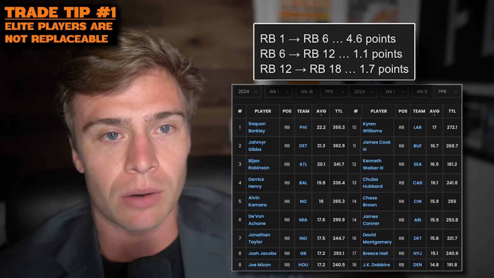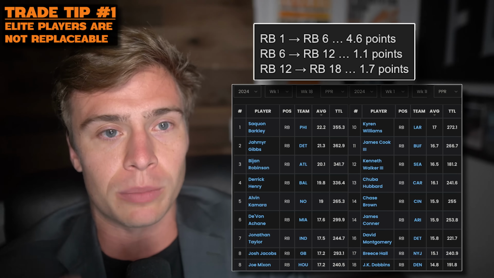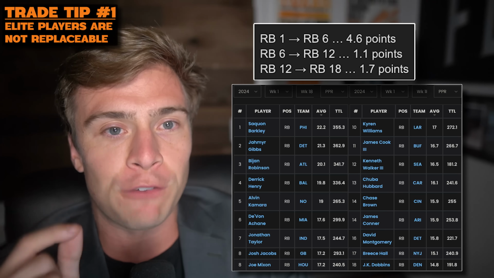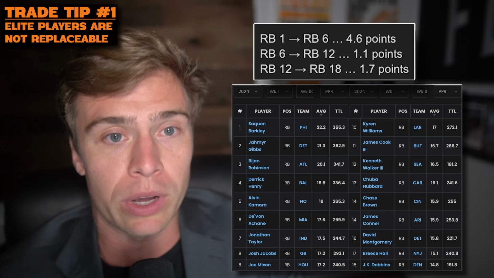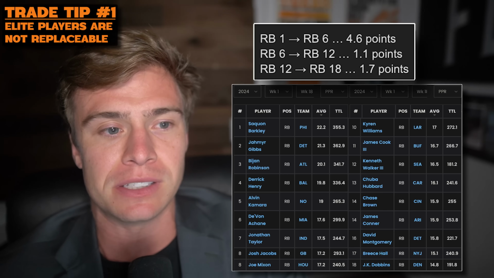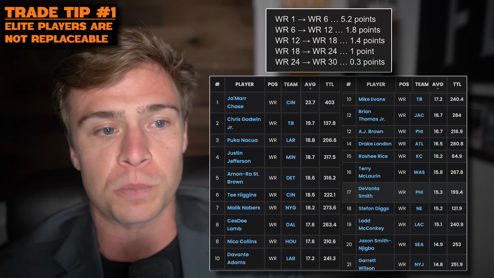See this with the same thing at running backs. The RB1 to the RB6, that delta was 4.6 points. RB6 to RB12 was only 1.1. That's a 4x difference. And wide receiver, this is going to be the most pronounced.